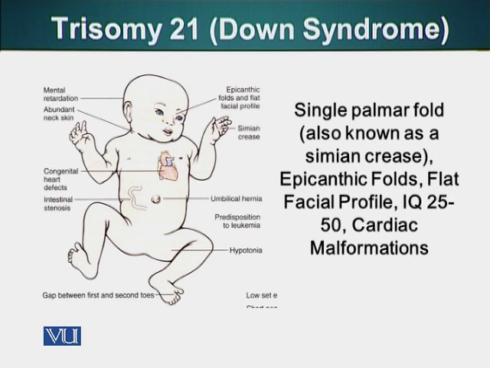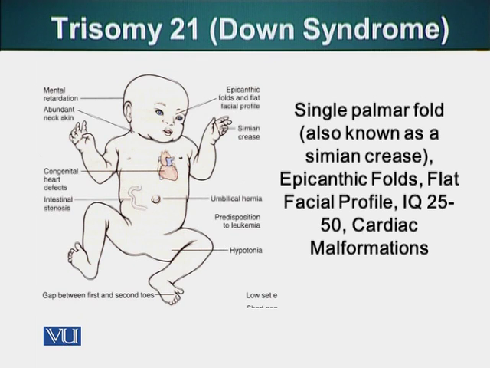this particular individual has. Some of the features of this disease are a single palmar fold. It is a very significant feature, very clearly visible in most of these patients. This is also called the simian crease. This is what I mean by simian crease in the hand.